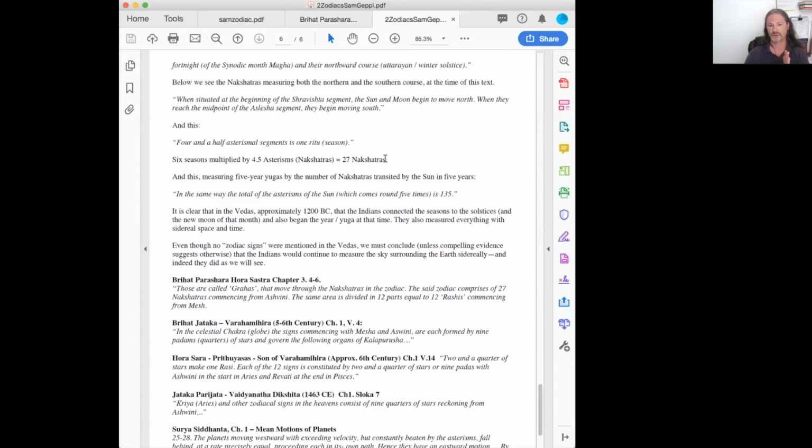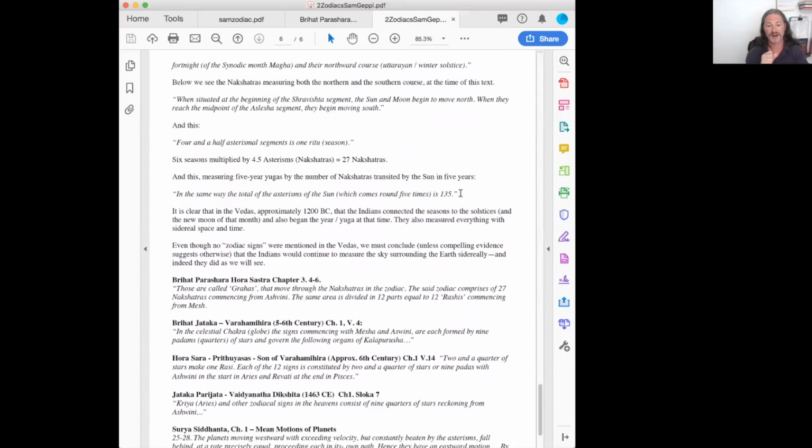By the way, this is also why they settled on 27 nakshatras, not 28. This is my feeling. It's very clear when you look at it that nakshatras aren't just space, but they're also time, right? Yes, exactly. And this measuring of 5-year yugas, again, is very clear by the number of nakshatras transited by the sun in 5 years. It says, in the same way, the total of the asterisms of the sun, which comes around 5 times, is 135. So they measured their 5-year yuga cycles by the sun going through 135 nakshatras.